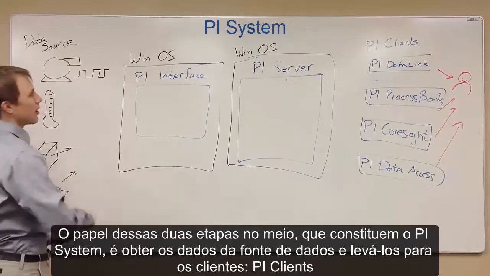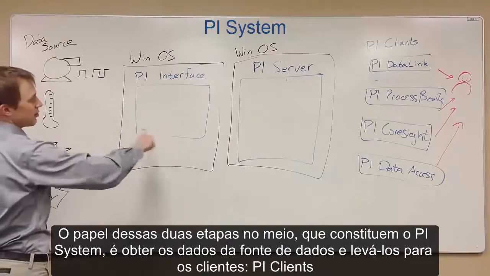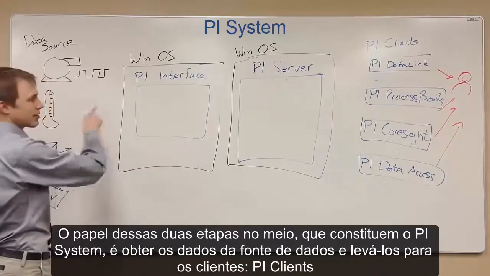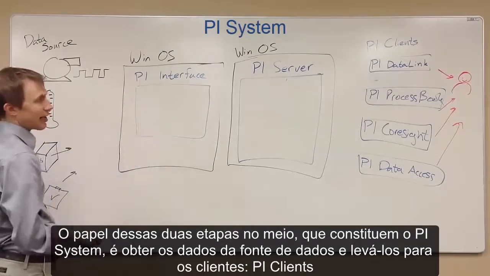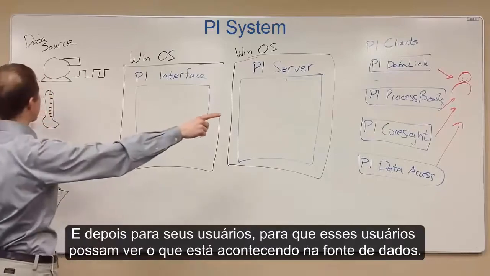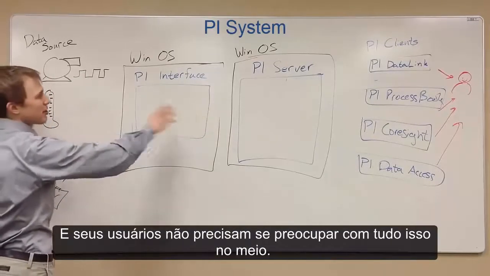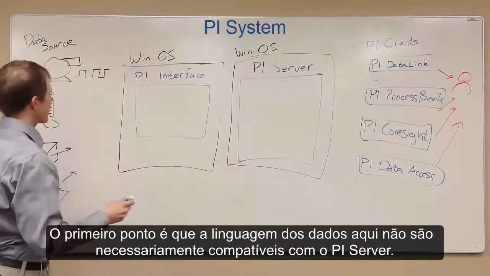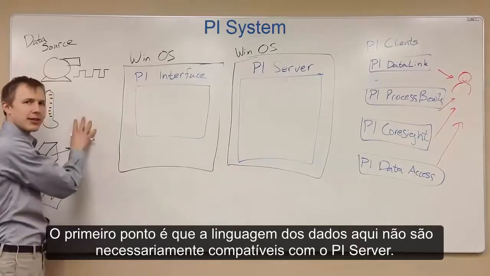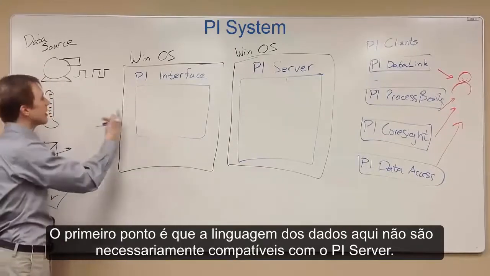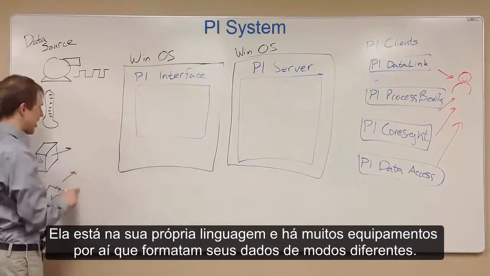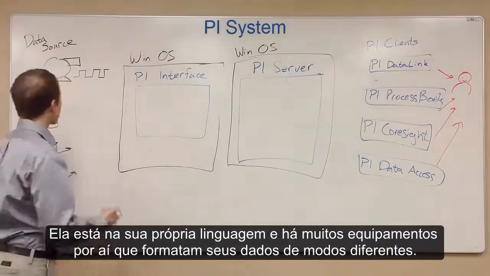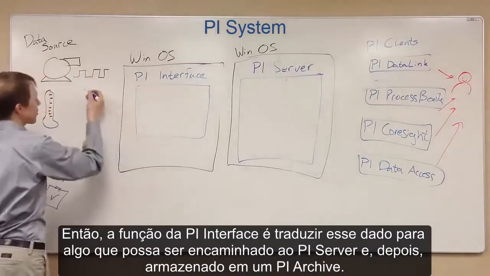The role of these two pieces in the middle, which constitute the Pi system, is to get data from the data sources to the clients out there, the Pi clients, and then to your users, so that your users can see what's happening at the data source. And your users don't need to worry about all this stuff in the middle. So, the first step in this is that the language of the data here isn't necessarily friendly with the Pi server. It's in its own proprietary language. And there's lots of different pieces of equipment out there, and they all format their data in different ways. So the role of the Pi interface is to translate that data.